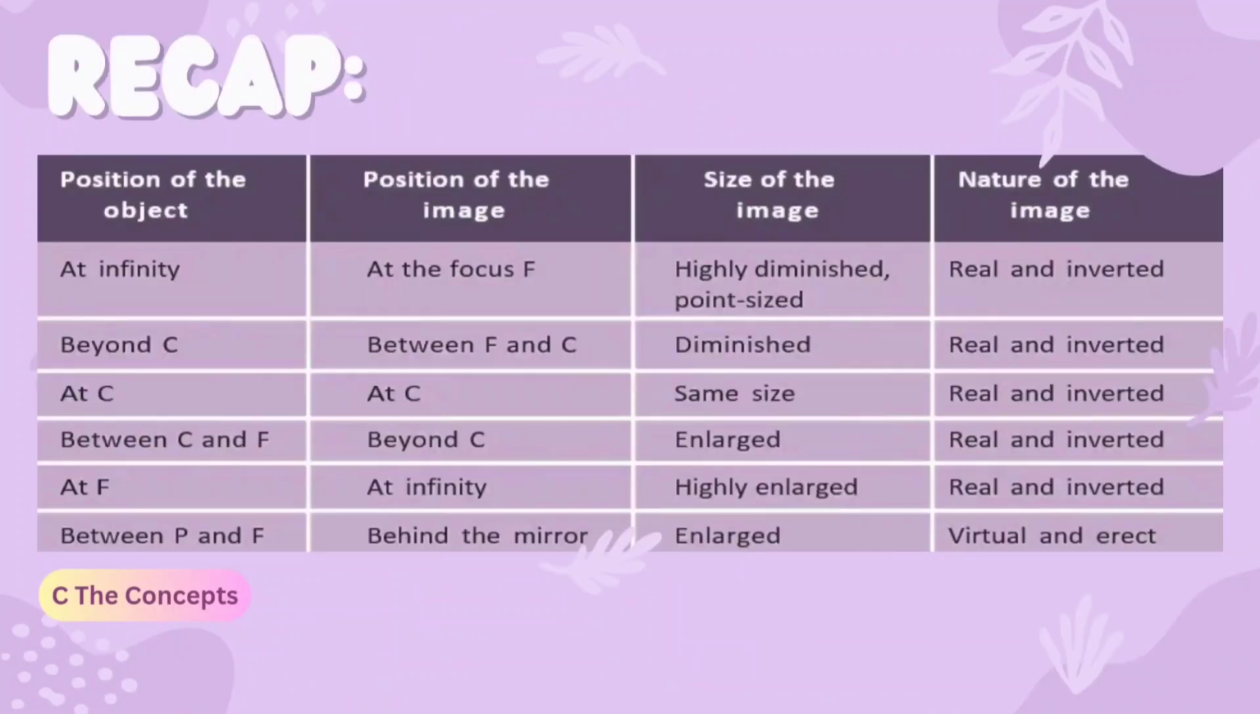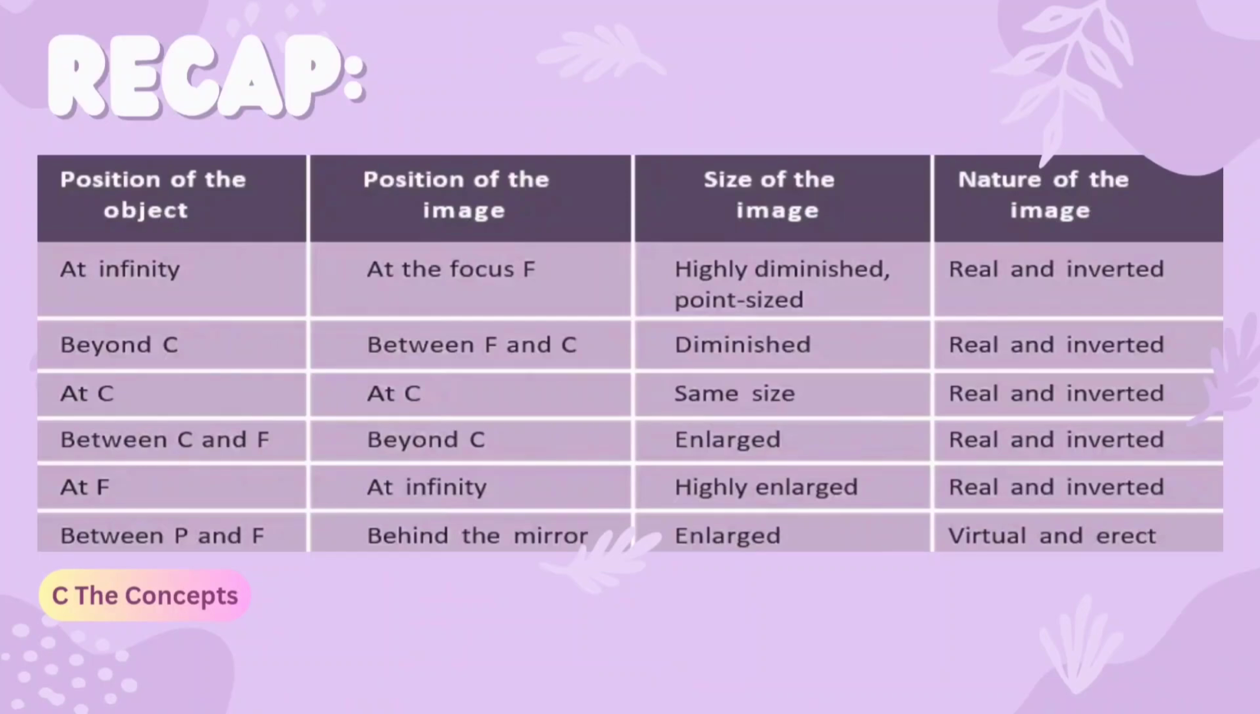Now let's have a quick recap. Position of the object, image and size of the image and nature of the image formed. If we place an object at infinity, the image will be formed at focus, highly diminished, point size, real and inverted. If the object is beyond C, then the image is formed between F and C, diminished, real and inverted. If the object is at C, then the image will also be formed at C, which will be of same size, real and inverted.